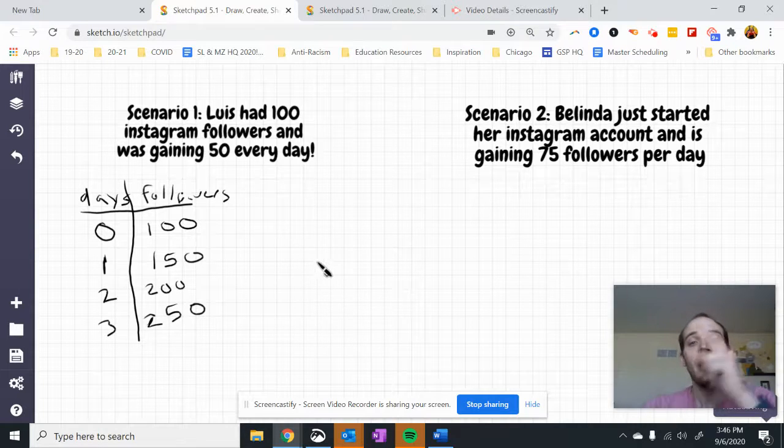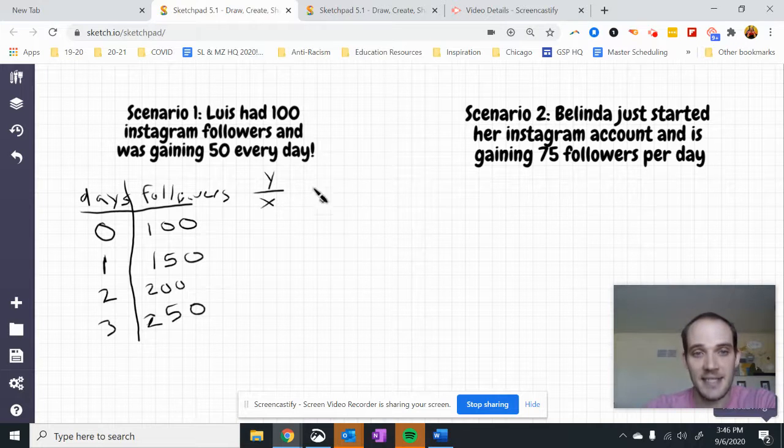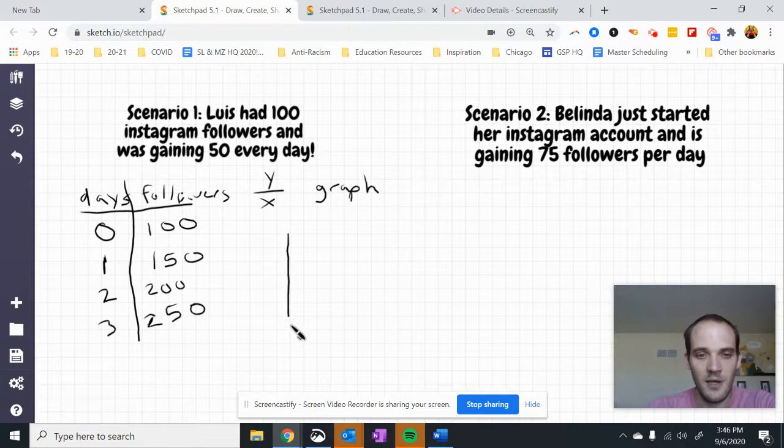Great. There are two ways to tell if this is proportional. Number 1, y over x. What I could do is put y over x and see if it's constant. The second thing I could do is make a graph. We want to make sure that you can use both of these methods to figure out if something's proportional. Let's try the graph method. And it's not going to be perfect, but that's okay.